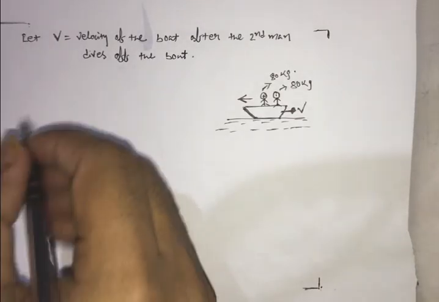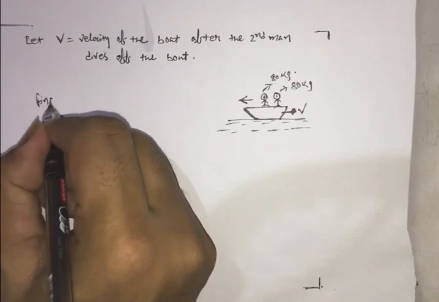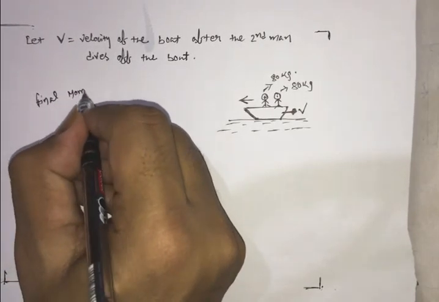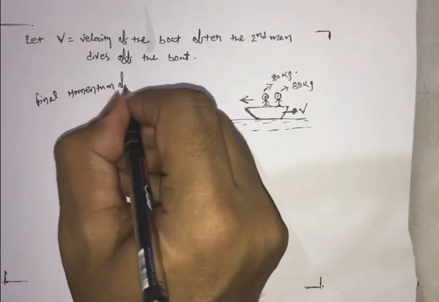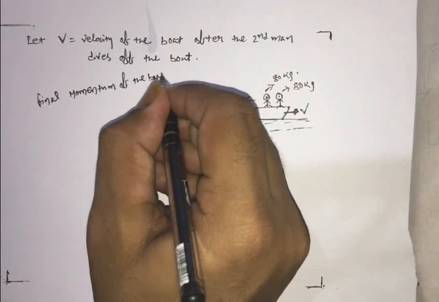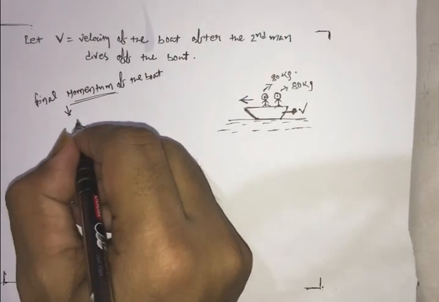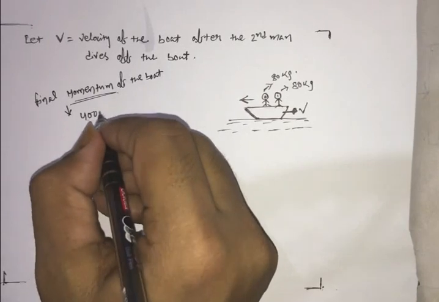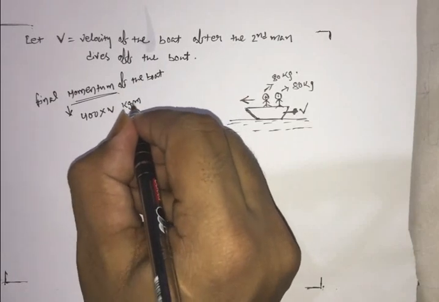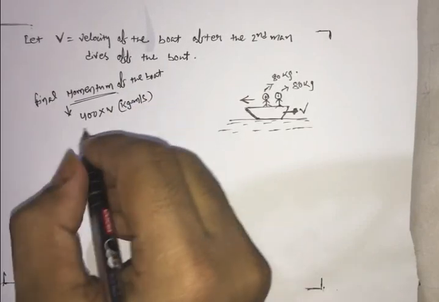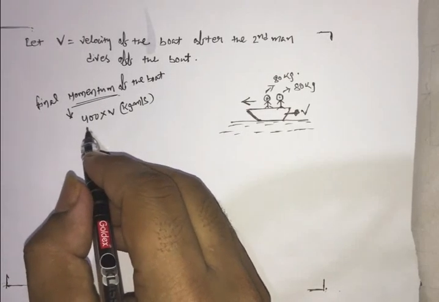Okay, so now let us solve. So the final momentum of the boat, okay, so the final momentum of the boat is how much? That is 400 into V kg meter per second. So what is this 400? That is the weight of the boat.